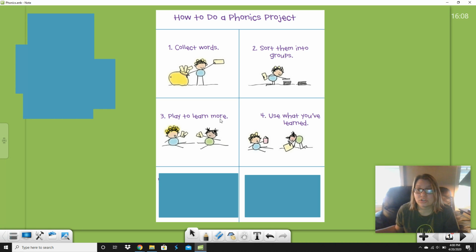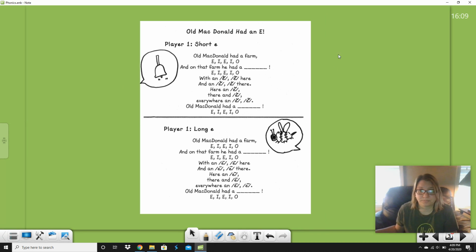Okay, play to learn more. Yeah, we have to play to learn more. So we're going to play with our sounds today. We're going to do a song, and we're going to look at a new picture where you can find things that have eh or things that have E. Okay, let's go ahead and do our song first. Now, remember, I'm going to sing it twice, with an eh sound and an E sound, but you guys can sing it more than that at home with other eh words or other E words, okay?